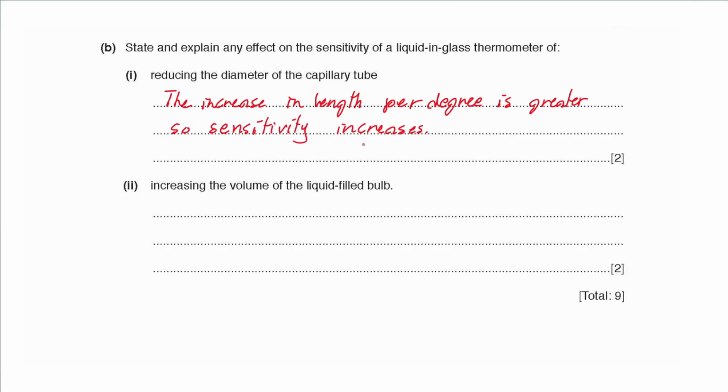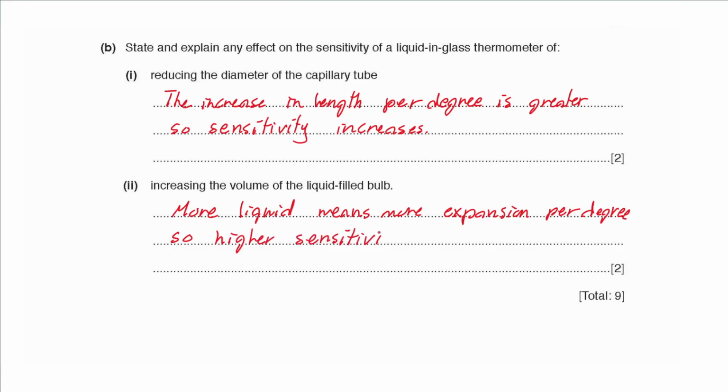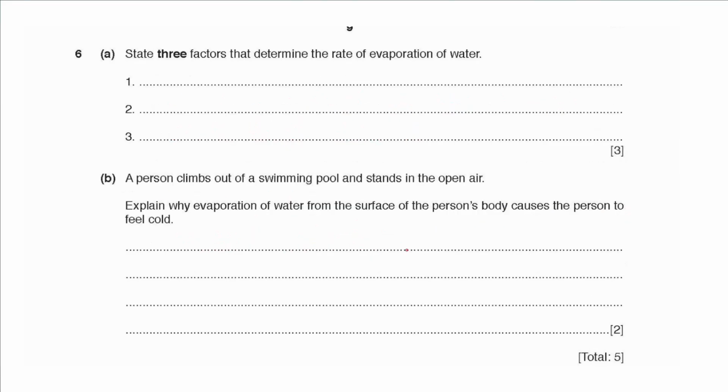Or we have higher sensitivity. For double I, increasing the volume of the liquid-filled bulb, so more liquid means more expansion, again per degree, so again higher sensitivity. Question 6a says state 3 factors that determine the rate of evaporation of water. You can say temperature, wind speed, surface area, or the amount of humidity in the atmosphere.